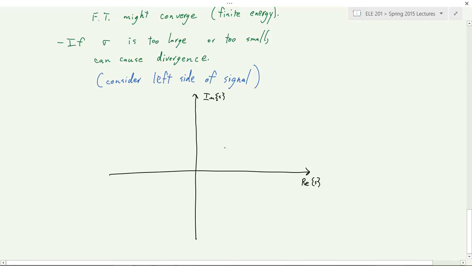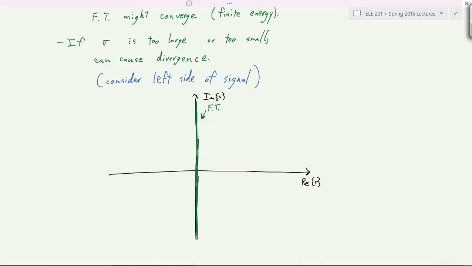I'm not going to draw a four-dimensional plot here, but I am going to point out that the Fourier transform lives on this line. So if you just take the slice of the Laplace transform on that line, you get the Fourier transform.